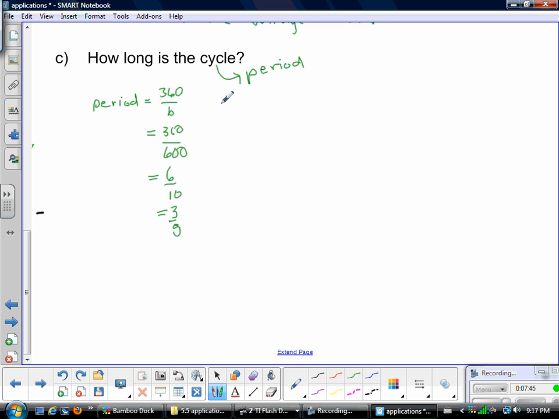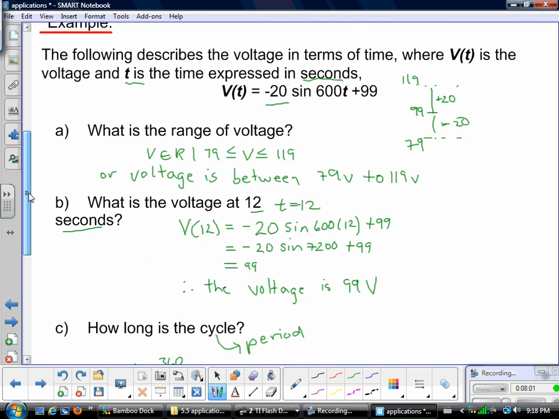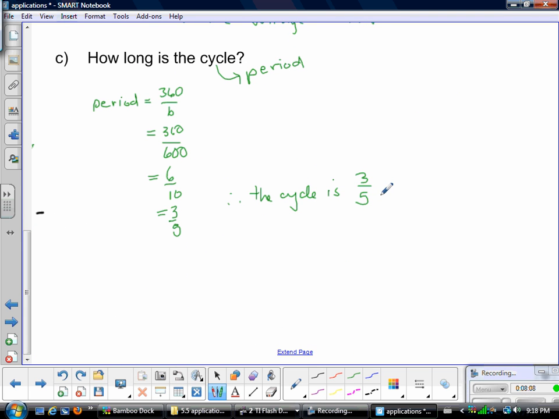So we go to 3/5. So how long is the cycle? The cycle is now 3/5. 3/5 what? If we went to graph that, what's along the x-axis? Well, the x-axis is where the t is, so that would be seconds. So it is repeating every 3/5 of a second. Okay, so that's probably not something that we could measure. Okay, so let's look at the next question.